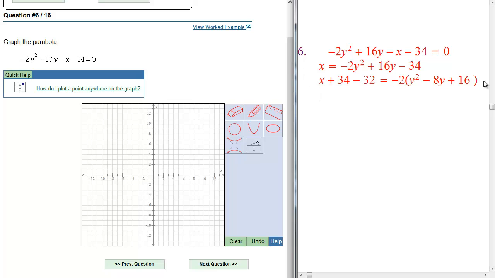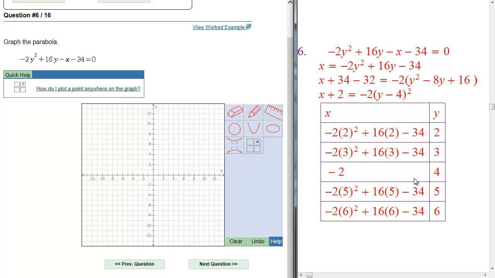And so now we have x plus 2 equals -2 times y minus 4 squared. Now we are ready to graph the points. So our x coordinate is -2 and our y coordinate is 4. Don't forget how the roles are now switched for x and y because it was y squared, but still the vertex is right there. So that is our vertex.